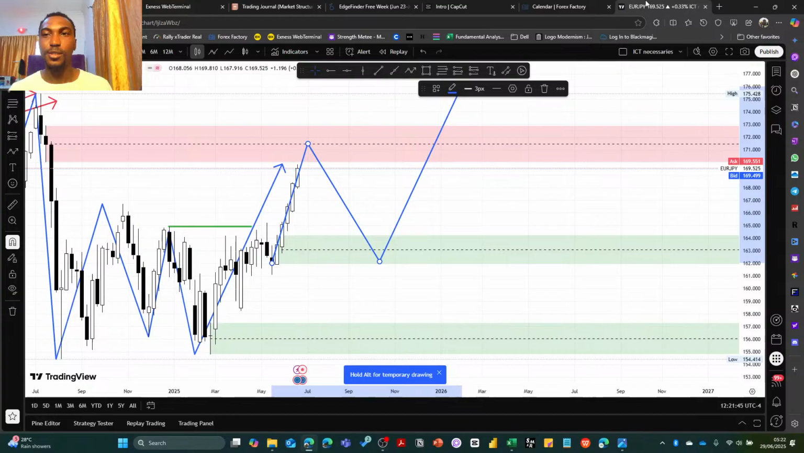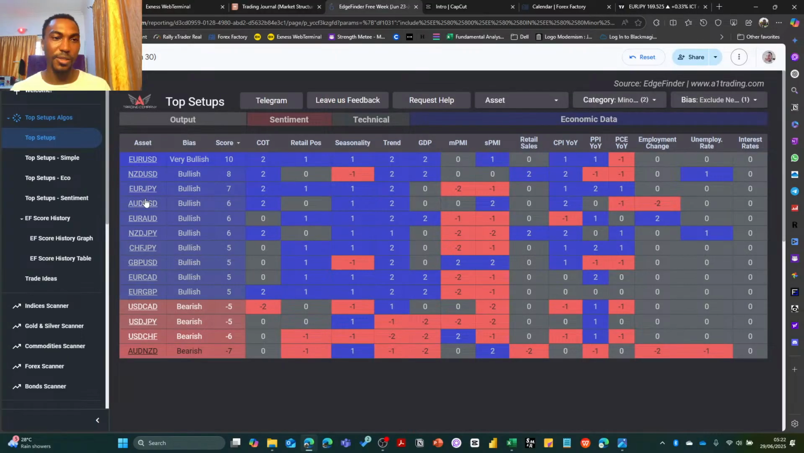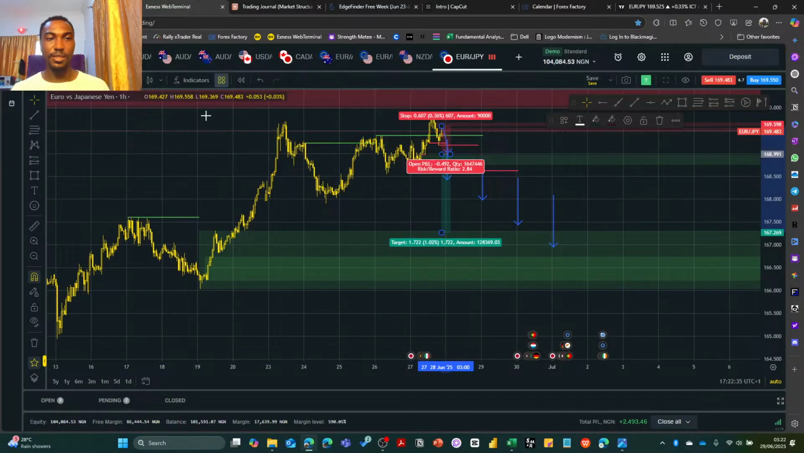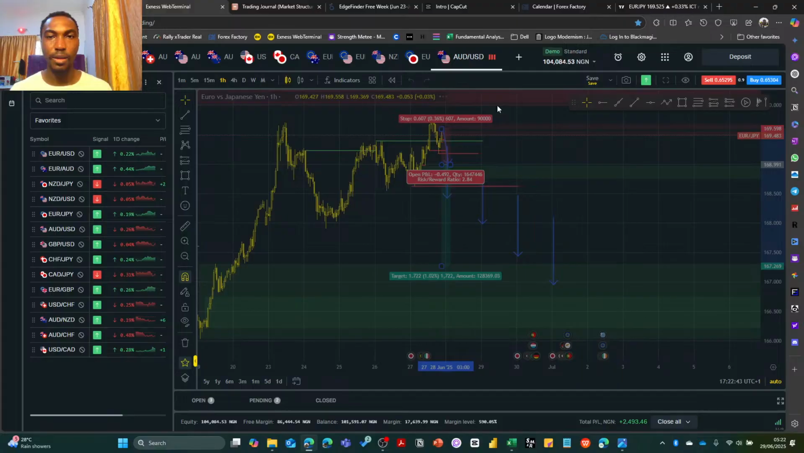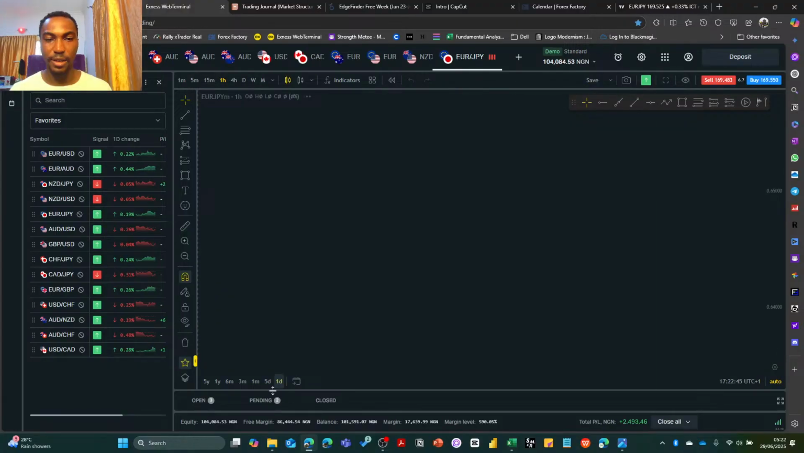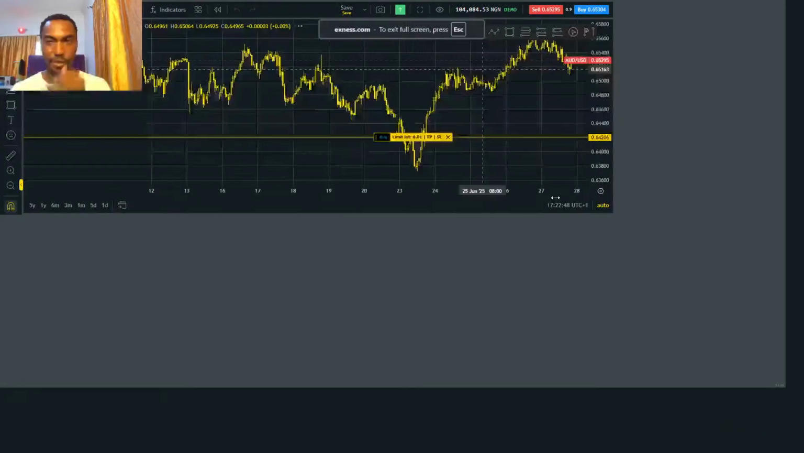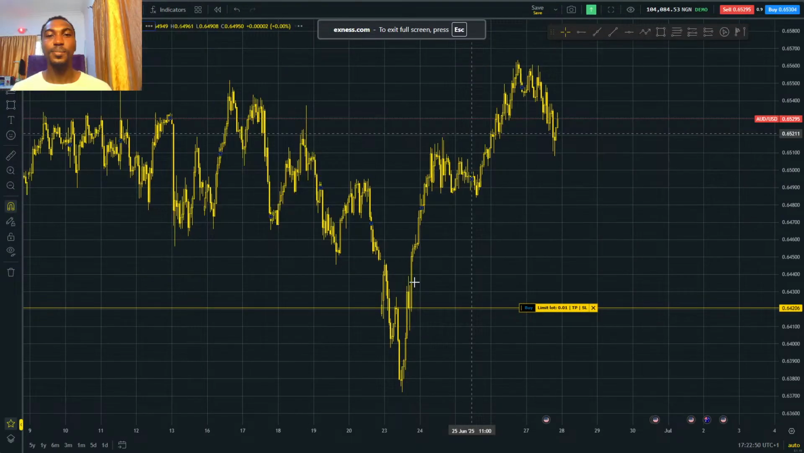So let's head into the next thing the Edge Finder has for us. The Edge Finder says the Australian dollar US situation, and I think I have it somewhere right there. I don't want to open a new chart if I already had a trade there. I think I already had a trade there. Yep, I already had a trade there. Okay, so here you do USD.